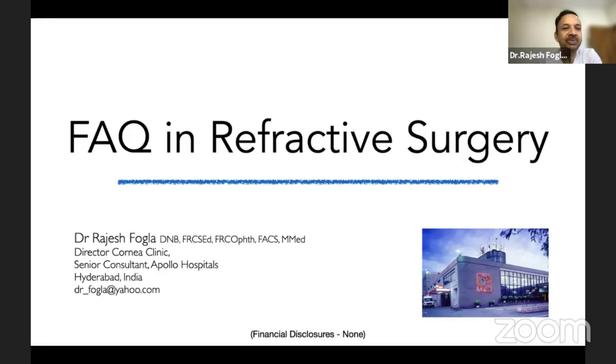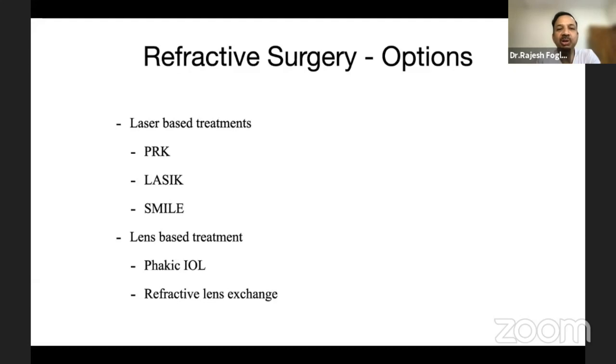So the topic is frequently asked questions in refractive surgery for the general ophthalmologist. No financial interest in this presentation. So when we talk about refractive surgery, what are the options? The basic options are the laser-based options, surface ablation or PRK, LASIK, SMILE, or the lens-based treatment, either phakic IOL or a refractive lens exchange. So I will be concentrating on the first four. I'll be leaving out the refractive lens exchange.